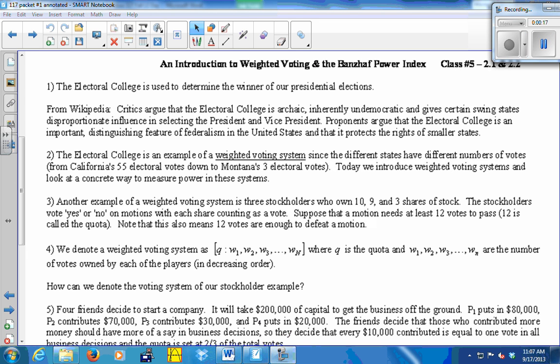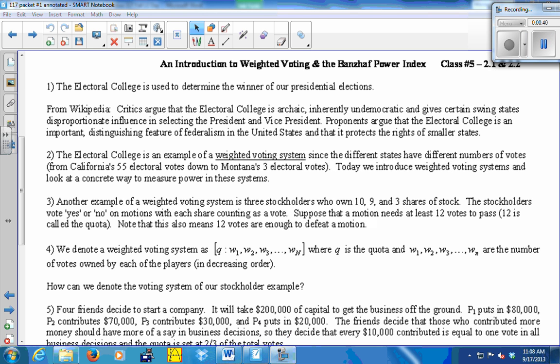So a little explanation from Wikipedia. Critics argue that the Electoral College is archaic, inherently undemocratic. It gives certain swing states disproportionate influence in selecting the president and vice president. But proponents argue that the Electoral College is an important distinguishing feature of federalism in the United States and that it protects the rights of smaller states.